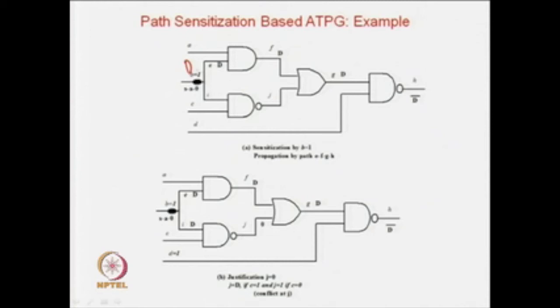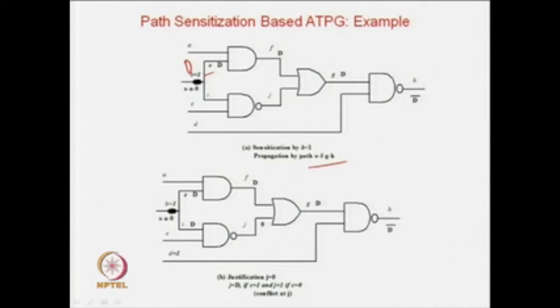Now you have to find a path through which this value can be propagated to the output. You can see this is one path, and there is also another path through this one. You can take any one path, or sometimes you can try both paths together. For the time being, let us first try this path. What is the path? The path is E, F, G and H. Now that sensitization is done, we have to propagate it.